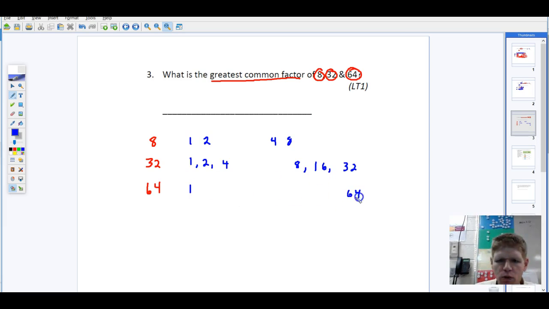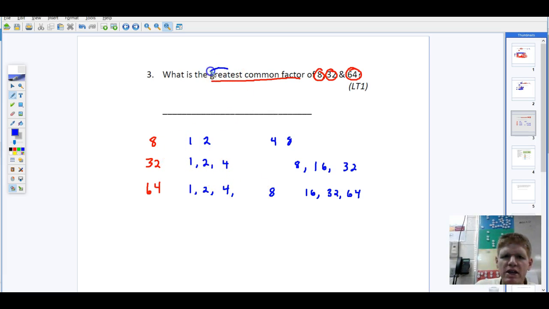1 and 64. 2 goes into 64 how many times? 32 times, because 2 times 32 is 64. 3 does not go into 64. 4 goes into 64 16 times. 5 goes into 64 no times. 6 does not go into 64. 7 does not go into 64. 8 does go into 64 because 8 times 8 is 64. And we've got all of our factors.